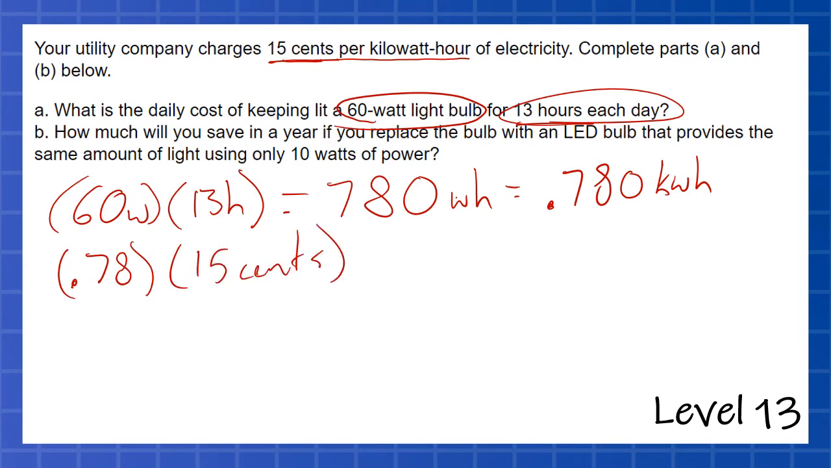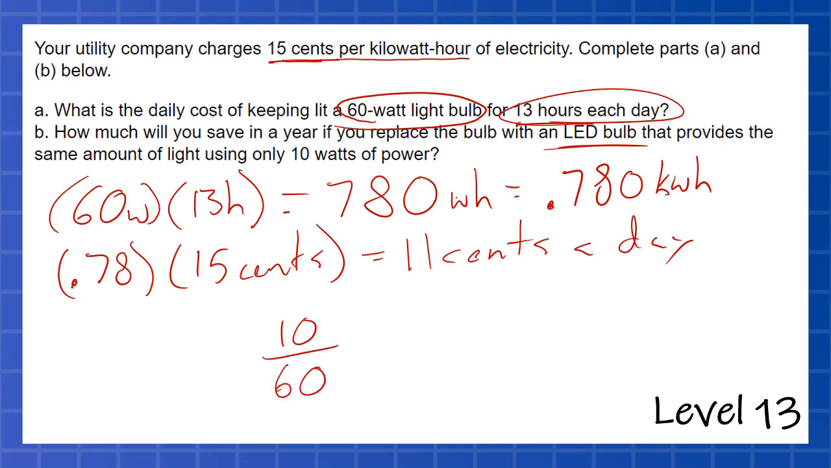And what we're going to get is that it costs us a few cents a day. Let's say 11 or 12 cents a day. You'll notice that if we wanted to save money, we could replace our 60 watt light bulb with an LED bulb that is just as bright, but it only uses 10 watts. Okay, so how much would we save? Well, if it only uses 10 watts and we're using 60 watts, we're going to save 50 out of 60. We're going to save 5/6 of our costs.